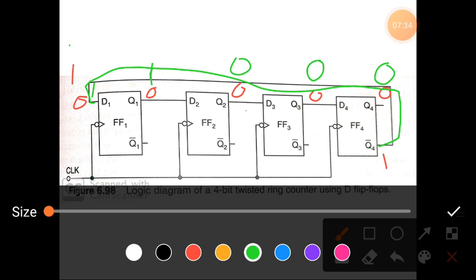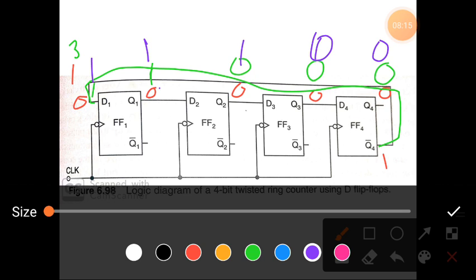Then the next clock pulse, what will happen? Here it is a shift register, so each time the output is shifted to the next stage. Q4 is equal to 0, so Q4 bar will be 1. That 1 will be fed to the input here, so 1 is outputted here. Then the previous 1 is shifted to here, this 0 is shifted to here, and again this 0 is shifted to here.